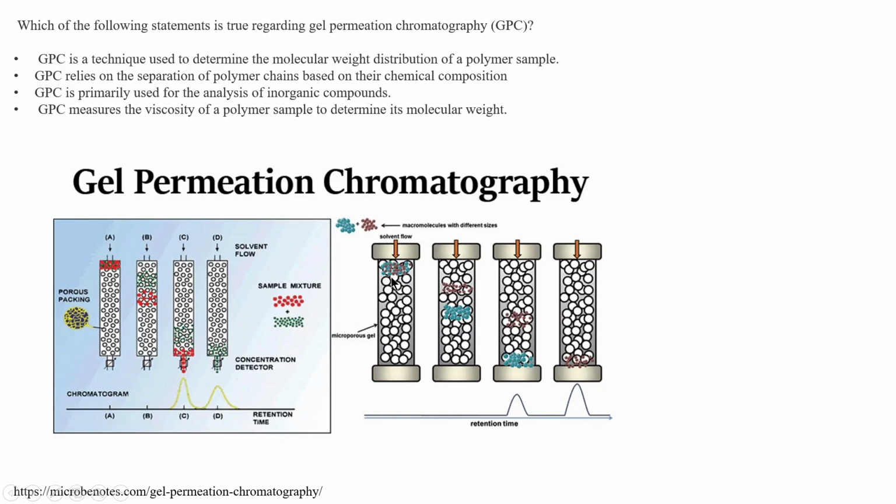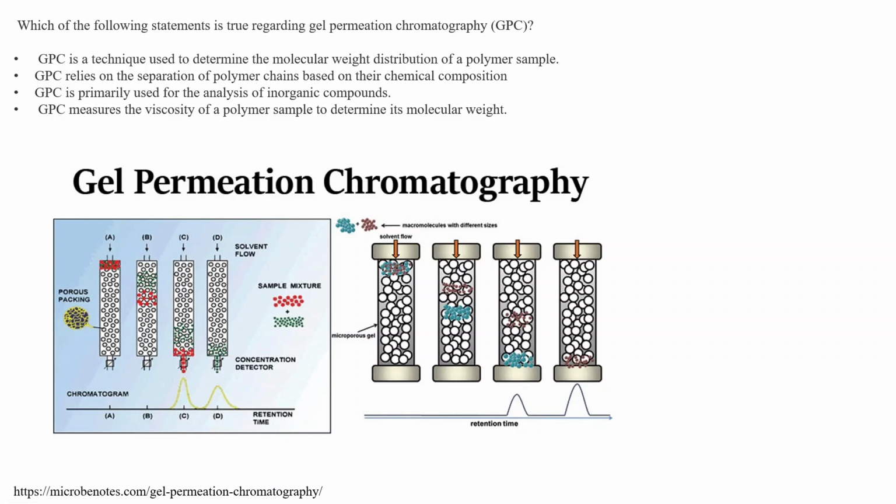Whereas the small polymer chains go through all the small pores present inside the gel and they have to cross the entire bed. This entire porous packing they have to cross and then their signal is detected. So the retention time for them is quite higher. You can also call it a residence time.